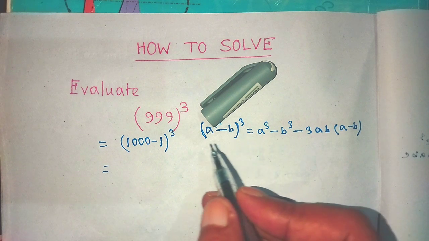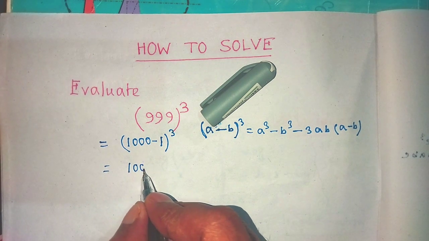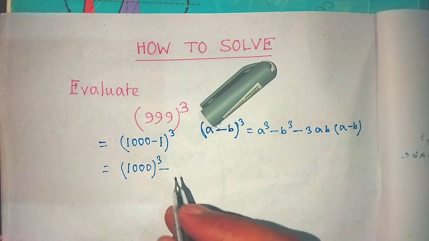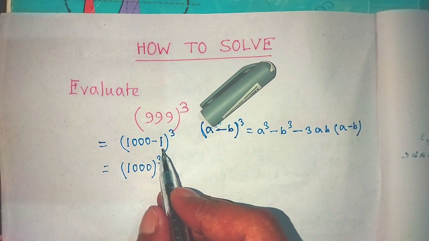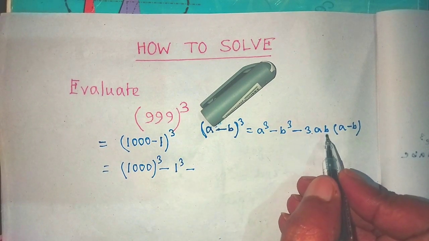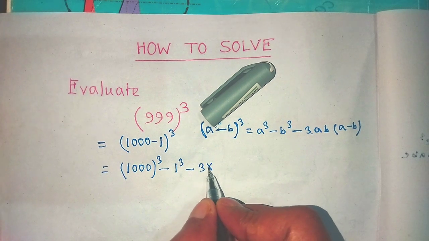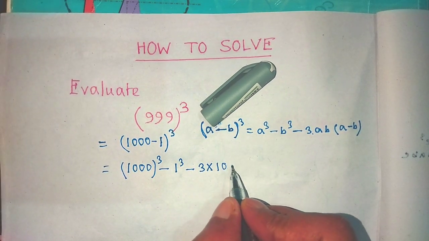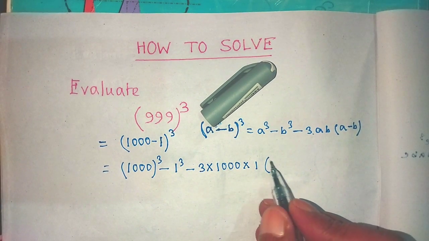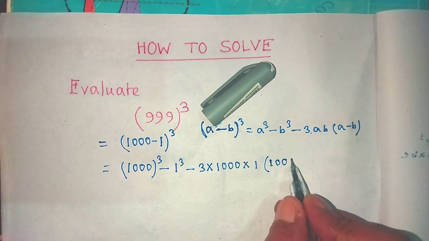After applying this formula on this algebraic expression, we can write here 1000 whole to the power 3 minus, in the place of b here is 1, so we have to write 1 to the power 3, minus 3ab. In the place of 3ab we have to write 3 into 1000 into 1 into, inside this first bracket, 1000 minus 1.